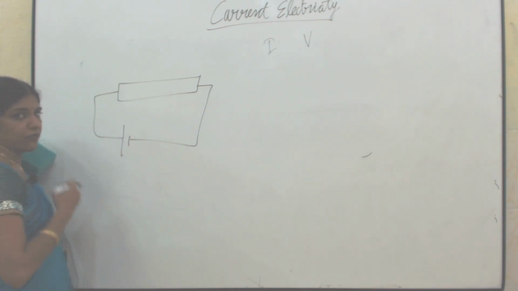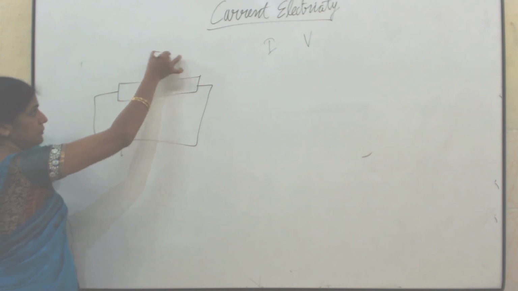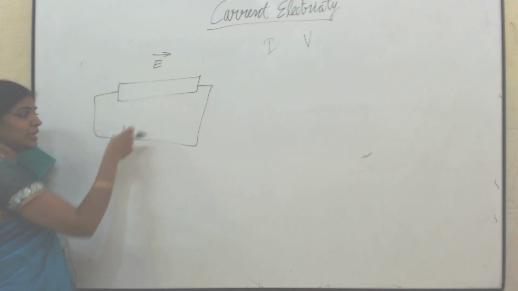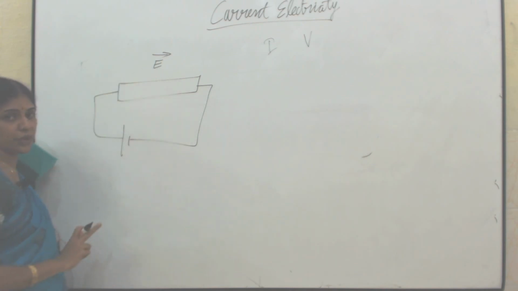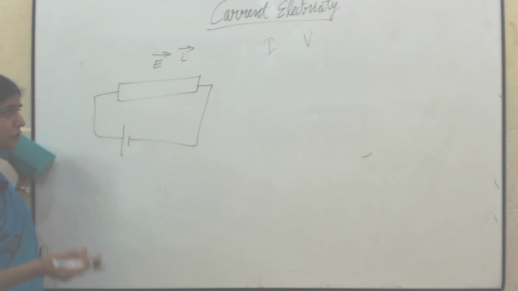Now I connected this conductor to a battery, to a cell. Because of this, I am providing some external energy. So what will be the direction of the electric field? The electric field direction will be from the positive terminal of the cell to the negative terminal. So the electric field will be in this direction. The instantaneous current will also be flowing in this direction.